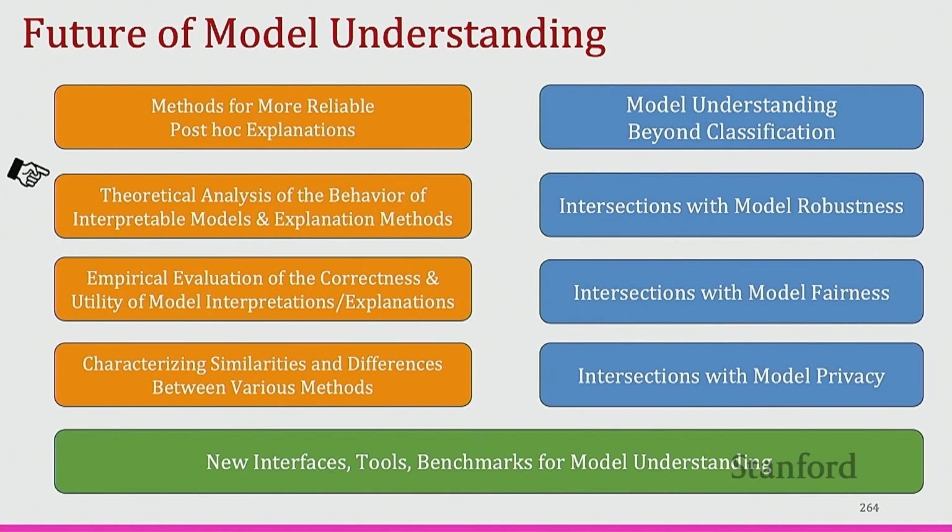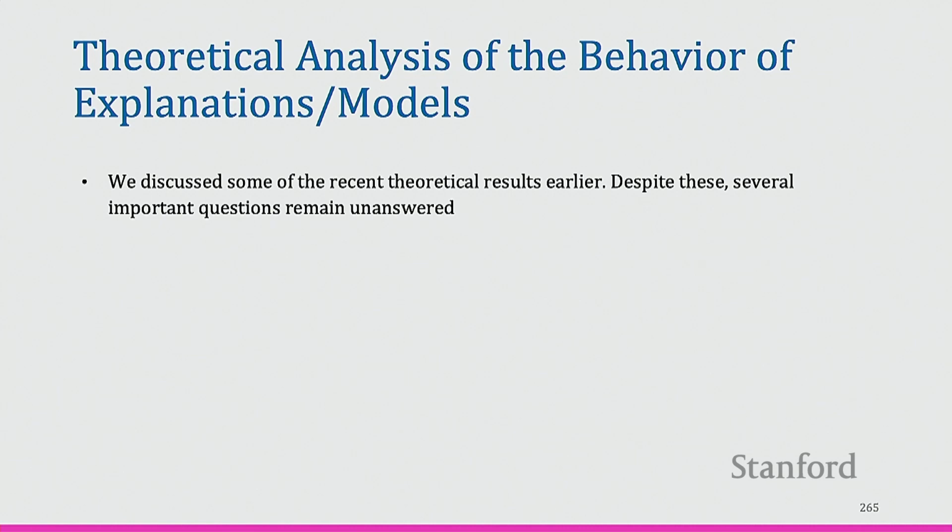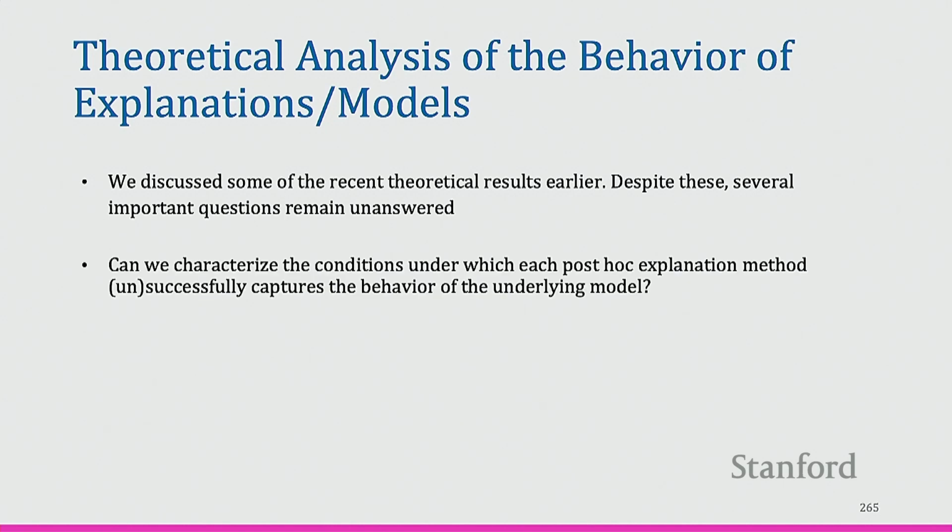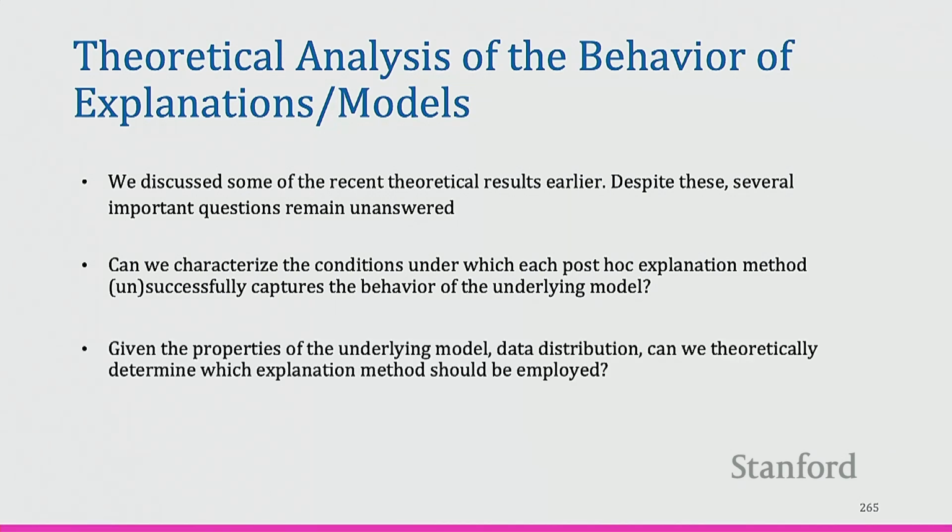Okay. All right. Let's talk about what are some problems that are open in terms of theoretical analysis. So we actually discussed some of the recent theoretical results just a few minutes back. Despite some of those preliminary attempts, of course, there are huge gaps. There is a lot more to do. For example, can we characterize the conditions under which a post hoc explanation method unsuccessfully or successfully captures the behavior of the underlying model, right? Currently, there are not very good answers for this, but can we put a precise characterization on when they can actually capture the underlying model or not, with respect to different notions of what exactly it means to capture the behavior of an underlying model, right? And given the properties of the underlying model and data distribution, can we theoretically determine which explanation method should be employed, right? So some of our recent work is going along these directions, but it's in no way a solution to these kinds of big questions.